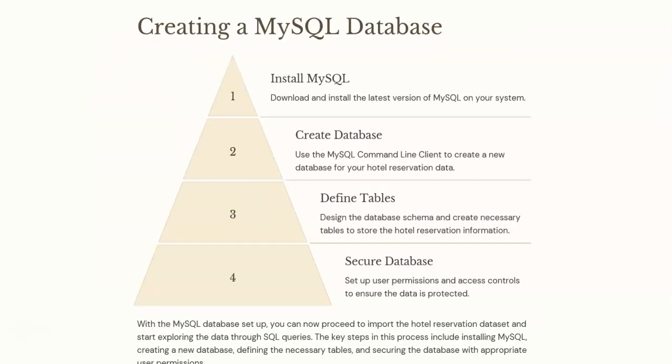Next, we'll create a MySQL database. We will install MySQL, then we'll create our database. We can use the MySQL command line client to create a new database for our hotel reservation data. Then we will define the tables, in which we will design the database schema, which will create the necessary tables to store the hotel reservation information. Then we'll secure the database by setting up user permissions and access controls.